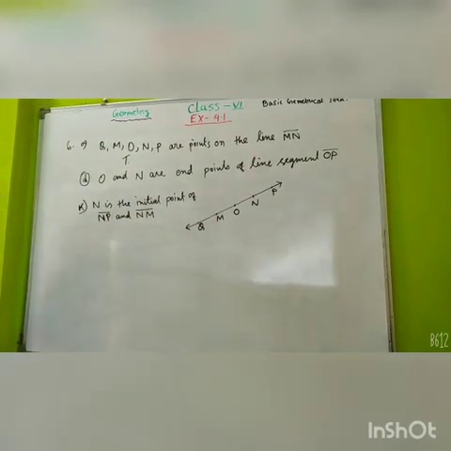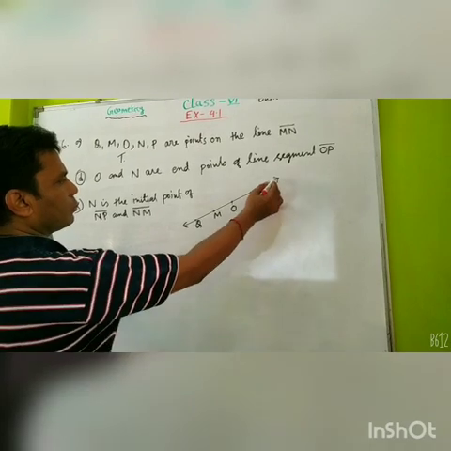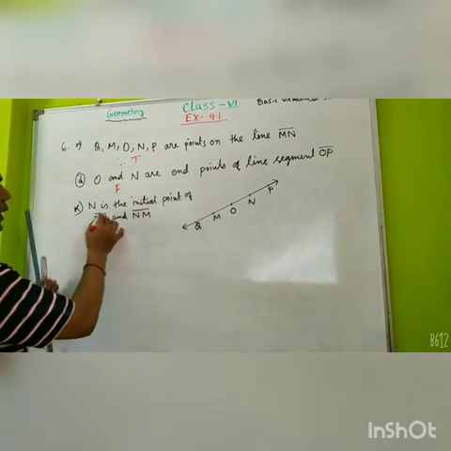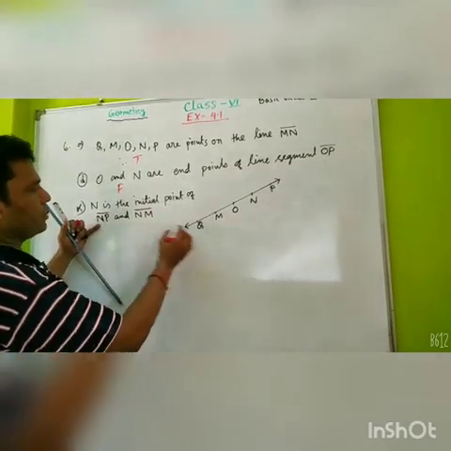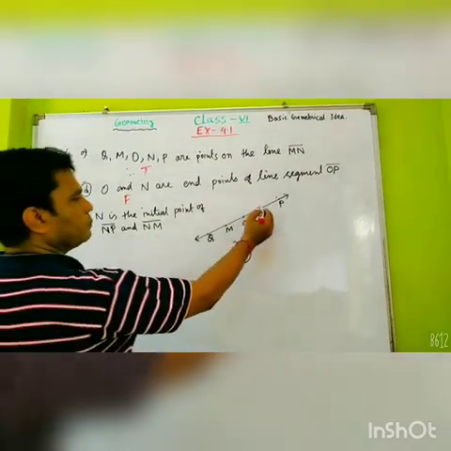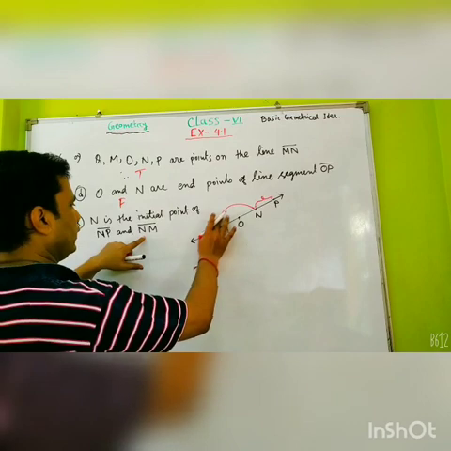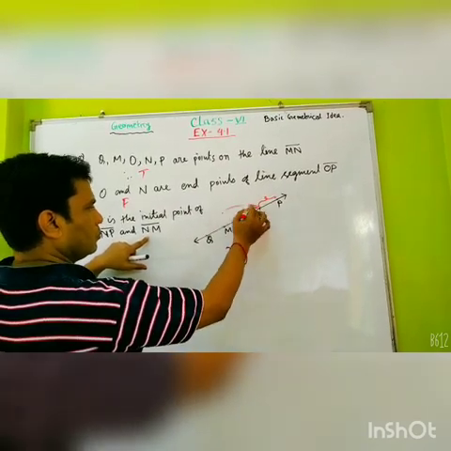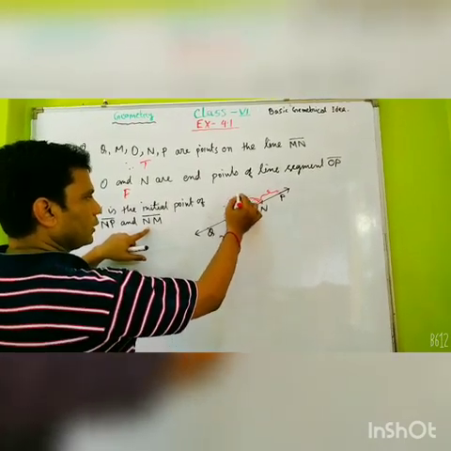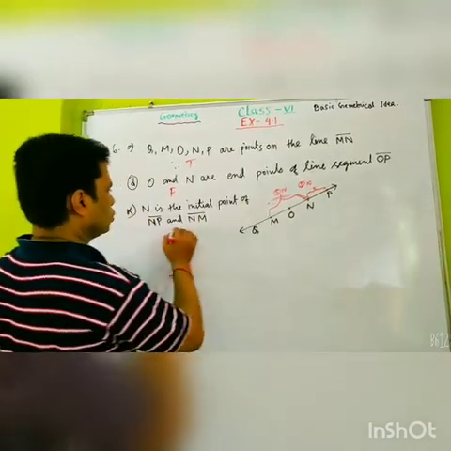And O and N are endpoints of the line OP. Endpoints O and N, not endpoint. So it is false. This one is true, this one false. And N is the initial point of NP and NM. This part starts from N, and this part also starts from N. So this is true.